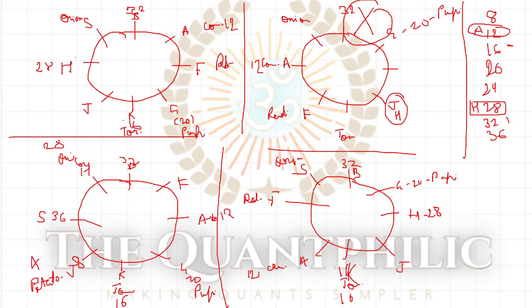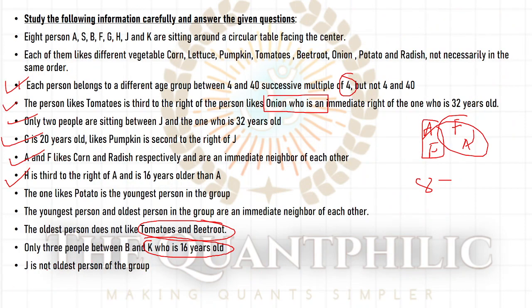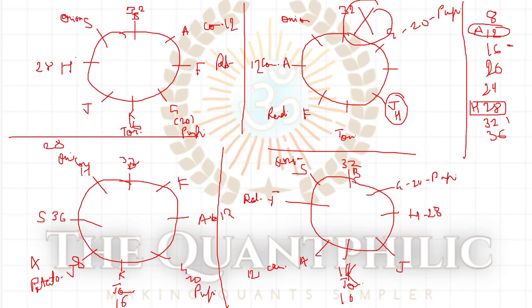We got three arrangements. Okay, let's use more points and we'll eliminate cases. J is not the oldest. Only 3% between. Oldest person does not like tomatoes and beetroot. Immediate neighbor, the one who likes potato is the youngest in the group. Potato is the youngest. Okay.